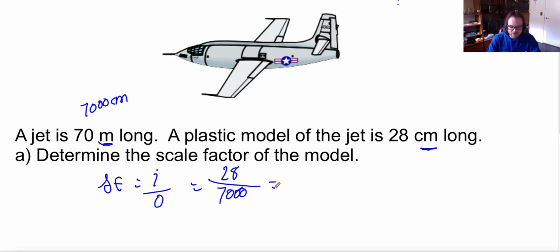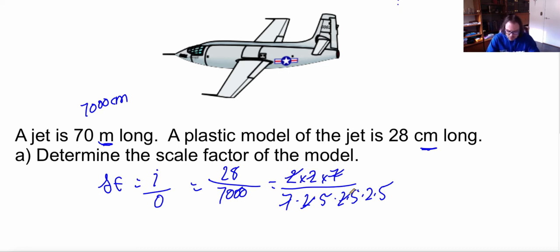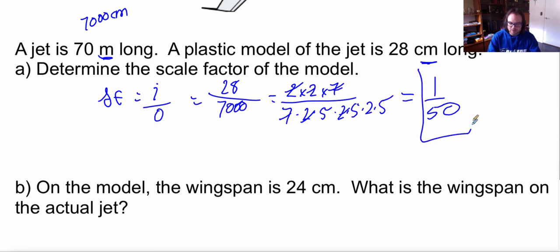So I'm going to prime factor each of them. So I'm going to get 2 times 2 times 7 all over 7 times 2 times 5, which is 10, times 2 times 5 times 2 times 5. Now we're going to start canceling off here. I have 7 and 7 is gone, 2 and 2 is gone, 2 and 2 is gone. So I'm left with 25 times 2, which is 50. So this is the same as 1 over 50. So now we know my scale factor.